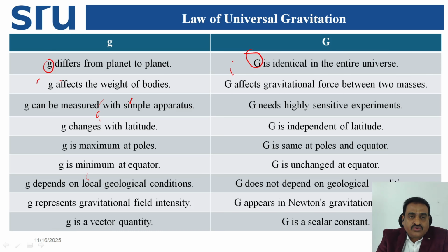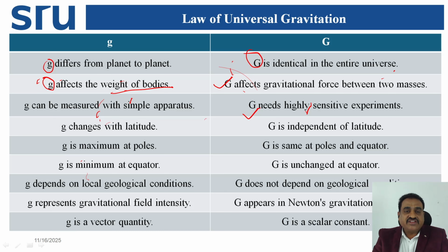Acceleration due to gravity, small g, affects the weight of bodies. Capital G affects the gravitational force between two masses. Small g can be measured with simple apparatus. Capital G needs highly sensitive experiments. Acceleration due to gravity changes with latitude. Capital G is independent of latitude.